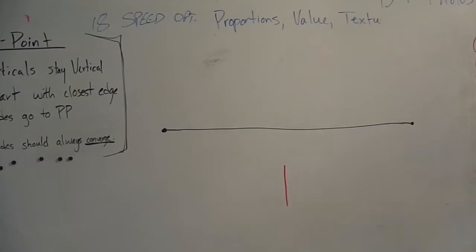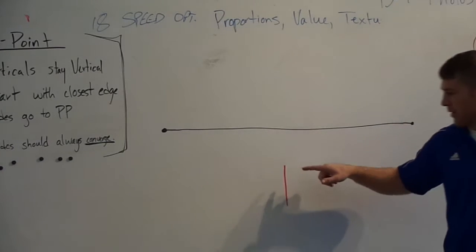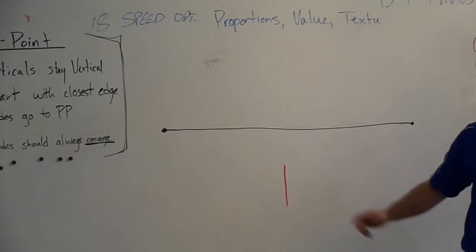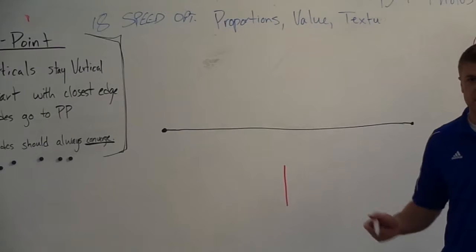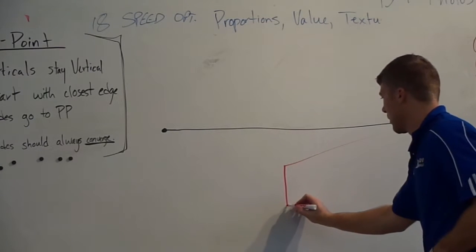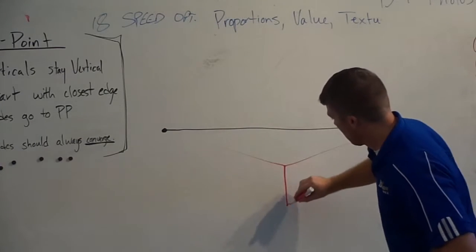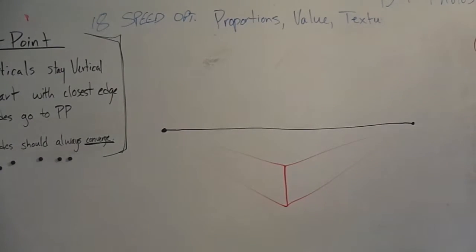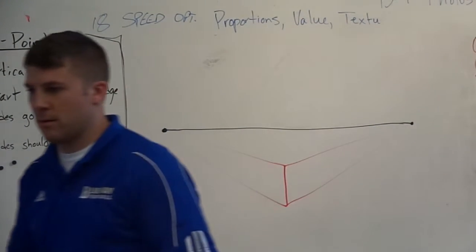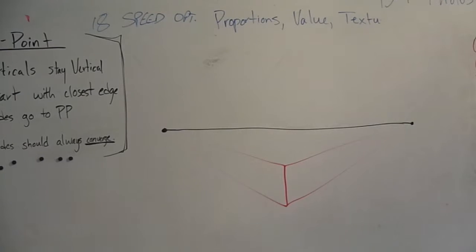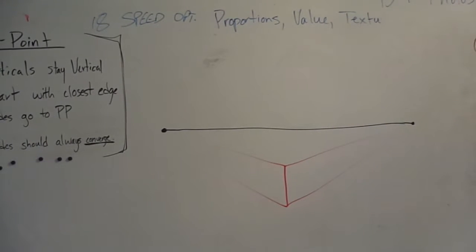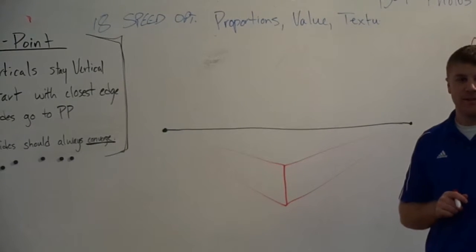So you have 2 perspective points. You then have an edge. What do you think I'm going to do with this edge? Go to both PPs, such as this. Both corners go to both PPs. Make it on a straight line. It looks like a triangle. We'll get there.